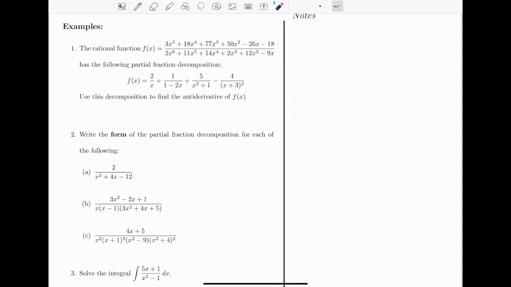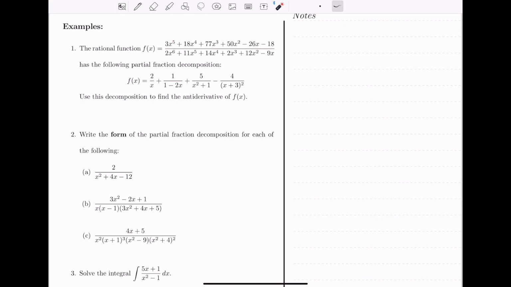Now, suppose we want to integrate this rational function. Suppose we want to find its antiderivative. We cannot do that directly. In general, we don't have a rule for the antiderivative of a fraction. So how do we integrate this? Well, the answer is we first break it apart into the partial fractions, and then we separately integrate each one of these partial fractions, and that would give us the integral of the entire thing.